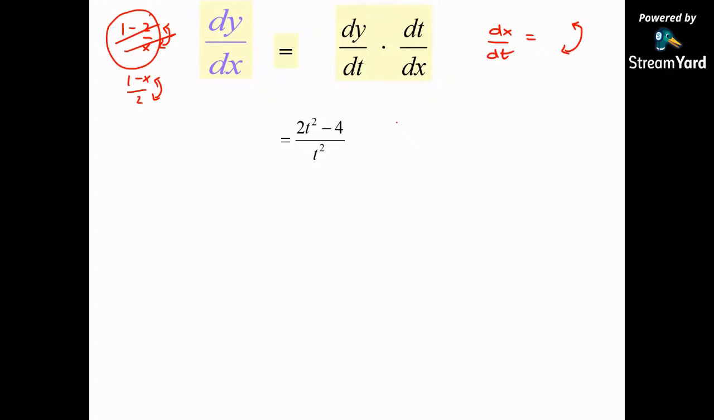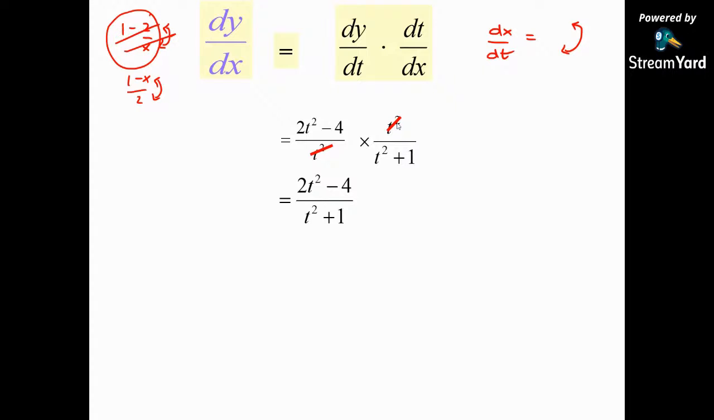Okay, so now you're going to times them with t squared over t squared plus 1. And then if you do them correctly, there should be something that can be cancelled out. So we're going to cancel out the t squared and t squared. So we are left with 2t squared minus 4 over t squared plus 1.